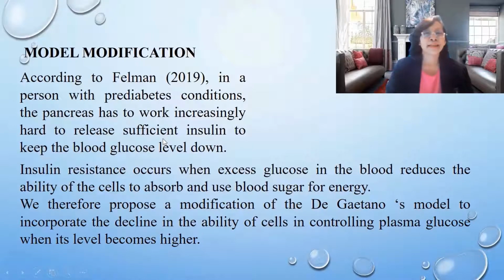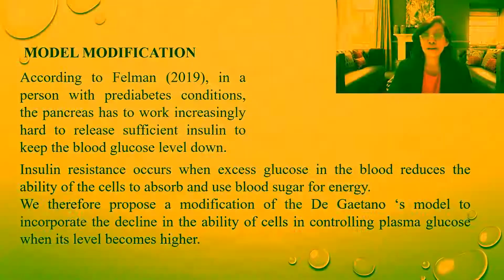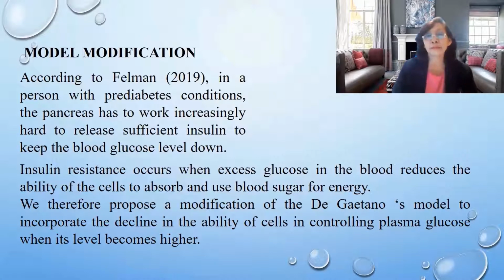According to Feldman, in a person with pre-diabetes conditions, the pancreas has to work increasingly hard to release sufficient insulin to keep the blood glucose level down. Insulin resistance occurs when excess glucose in the blood reduces the ability of the cells to absorb and use blood sugar for energy. We therefore propose a modified model to incorporate the decline in the ability of the cells in controlling plasma glucose when its level becomes higher.